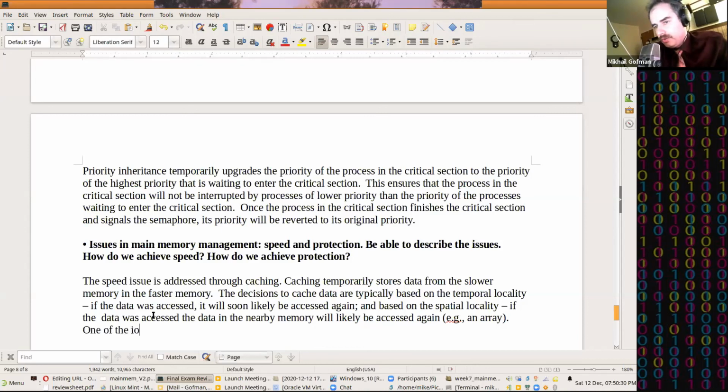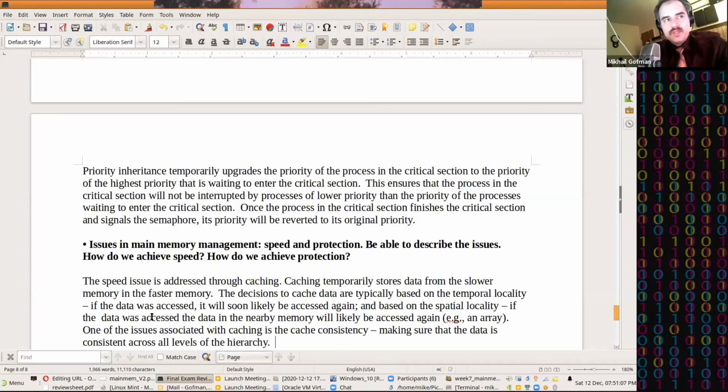One of the issues associated with caching is cache consistency, which is basically making sure that the data is consistent across all levels of the hierarchy.